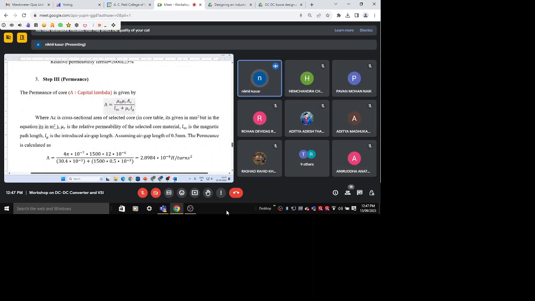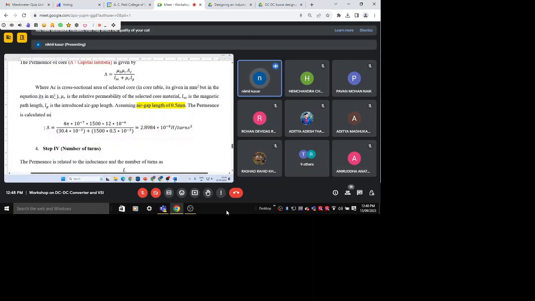Lg is nothing but the air gap length that we have to assume, and the air gap length is 0.5 millimeter. I have highlighted this part. 0.5 millimeter. तो करना कुछ नहीं है, सारे वैल्यू फॉर्मूला में सब्स्टिट्यूट करने हैं. You will get the value of permeance.